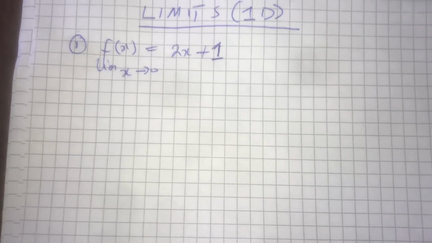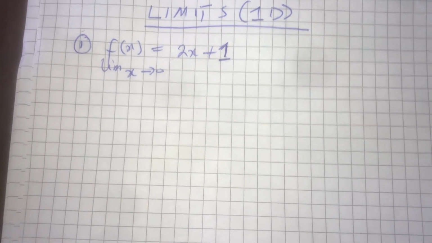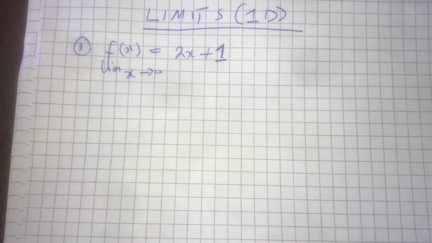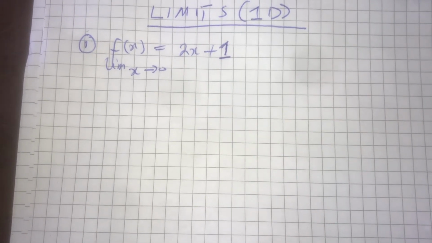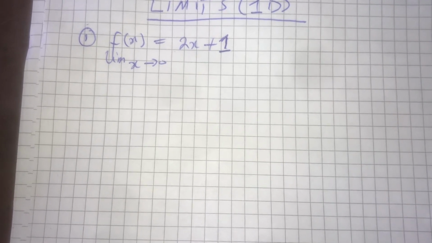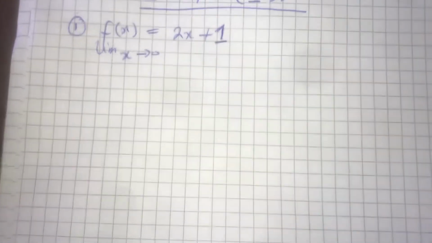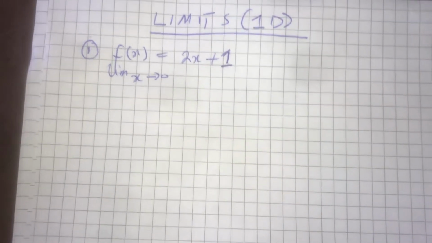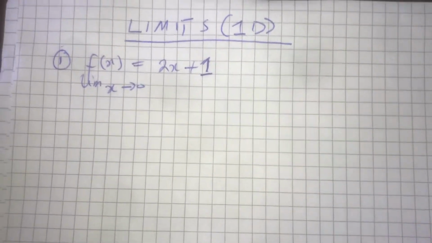Now, from what I said earlier, we have to first check for the left hand limit and the right hand limit. If the left hand limit is equal to the right hand limit, then we can say that the limit of this particular function exists at x equals 0. Now, first of all, let's check for the left hand limit of this particular function.